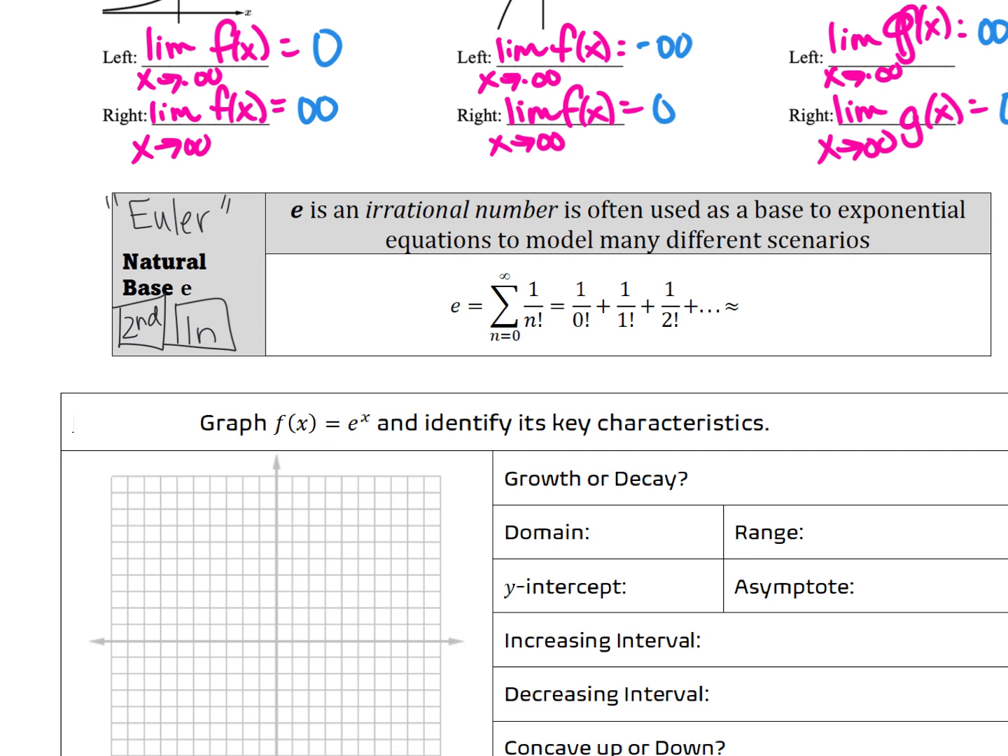So it's an irrational number, and it's often used as a base to exponential equations. Now, it came from a series, a sum. Here's where you had that factorial come up that I put in that problem the other day. It is the sum of 1 over the factorials to infinity. Euler had a lot of time. You've probably seen it in one of your compound interest formulas. If something is continuously compounded, it's P e to the RT, the PERT formula, if you remember that from Algebra 2.